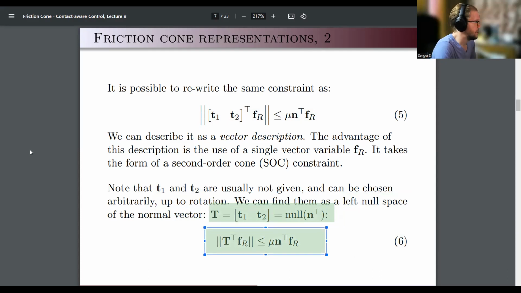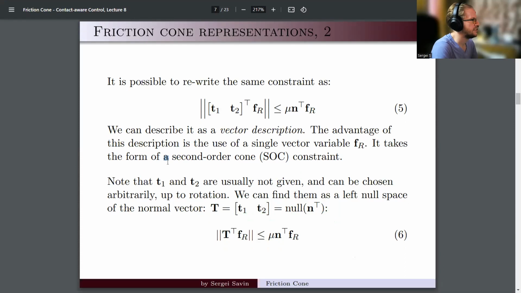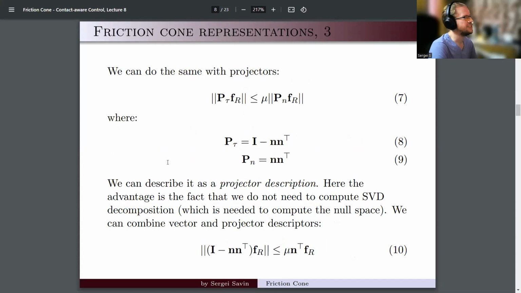Remember though that this operation, null space, is SVD decomposition. So you pay for this by performing SVD decomposition, which is not something you want to do at high frequencies because it is expensive. Okay, let's move on. Let's see another description. There will be quite a few representations today, so we have to be comfortable with that.